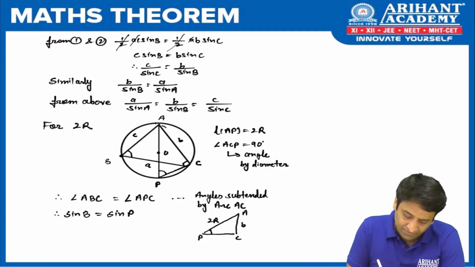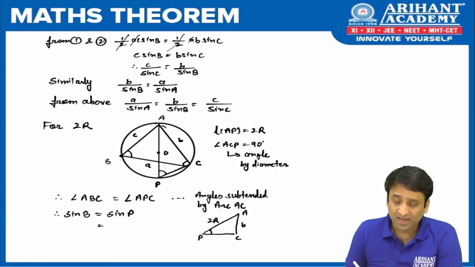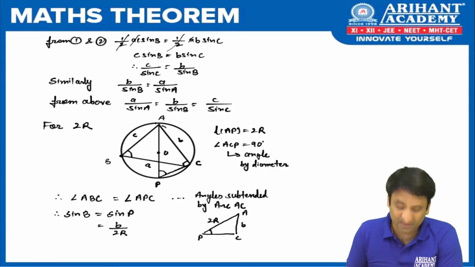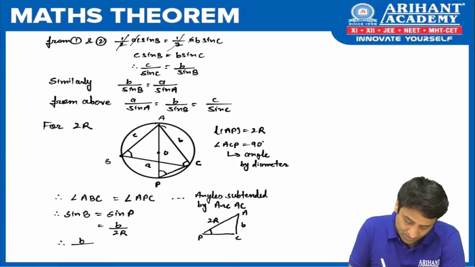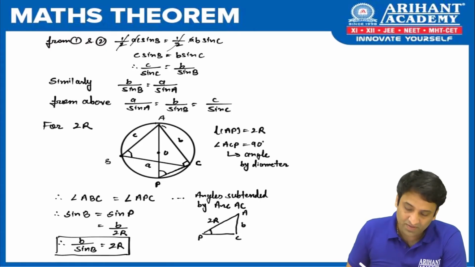और डायग्राम अगर आप रिफर करोगे तो साइन का डेफिनेशन क्या होता है? It is opposite upon hypotenuse, so can we write B upon 2R and that's it. अगर आप ध्यान से देख रहे हैं तो can we say B upon sin B is equal to 2R, isn't it? तो हमने ये B upon sin B equal to 2R प्रूव कर दिया.